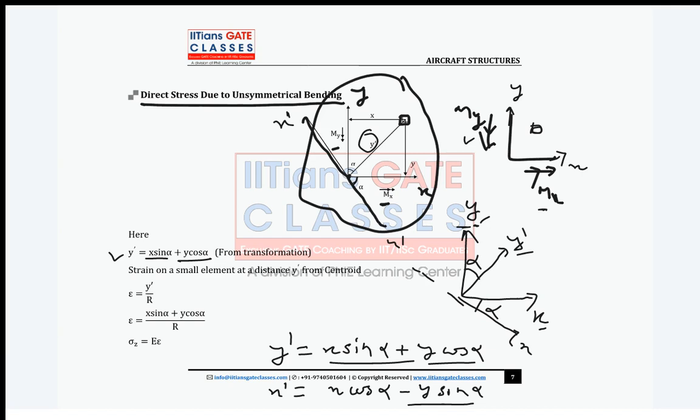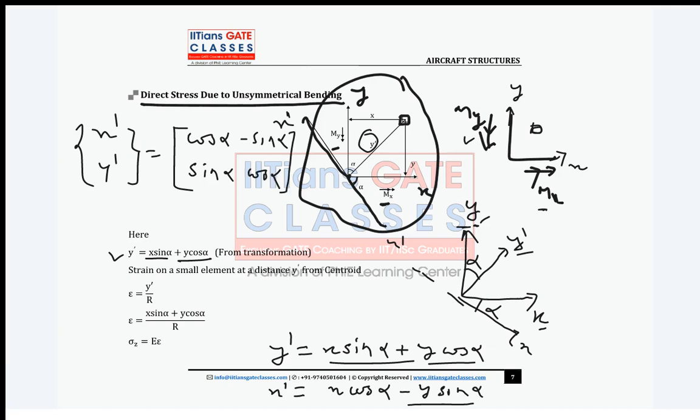If you write your transformation matrix for x dash and y dash, it will be cos alpha, minus sin alpha, then sin alpha, and cos alpha, multiplied by x and y. Is this clear, guys?